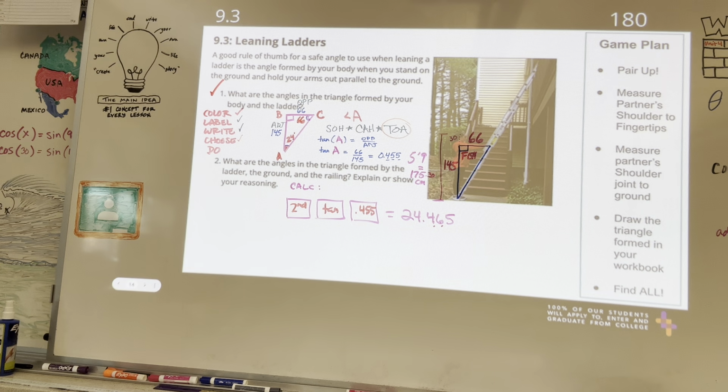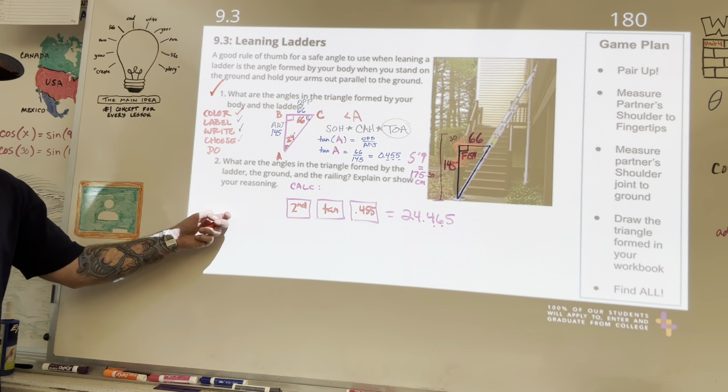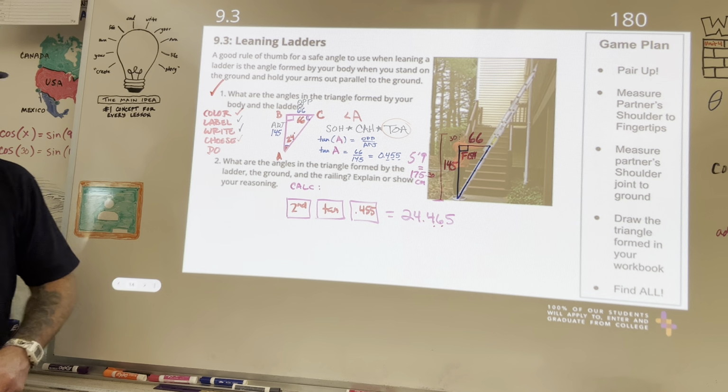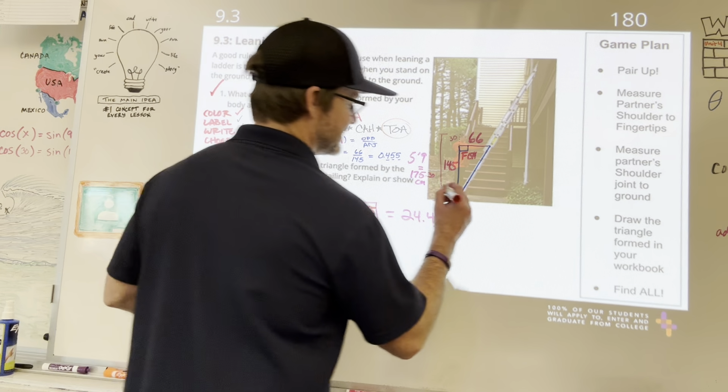Now at this point, you have options. If you're tired and you're done and you're over it, you can skip. But I don't want you to skip, I want you to get to it. Or sub me in, don't matter. What are the angles in the triangle formed by the ladder, the ground, and the railing? Explain or show your reasoning. Ooh. All right, we're talking about this one.